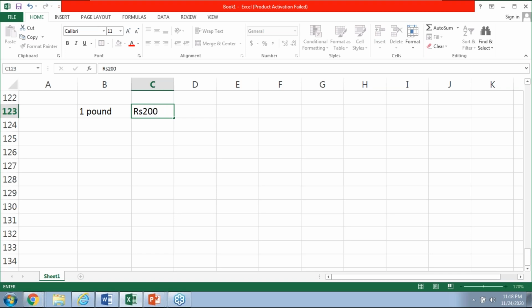So 200 rupees, in 200 rupees we got the £1. Okay, to 10. So the students from Pakistan will understand this point, that we have to incur more than 200 rupees to get £1.